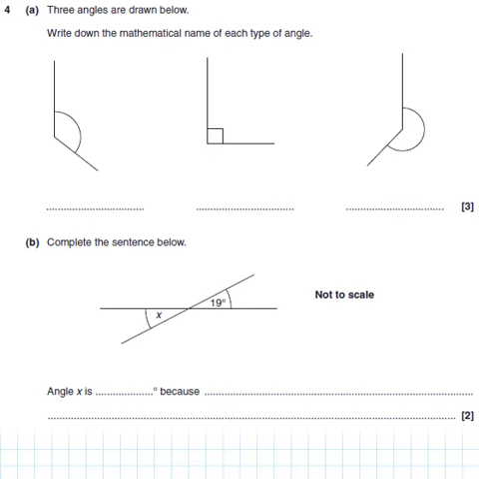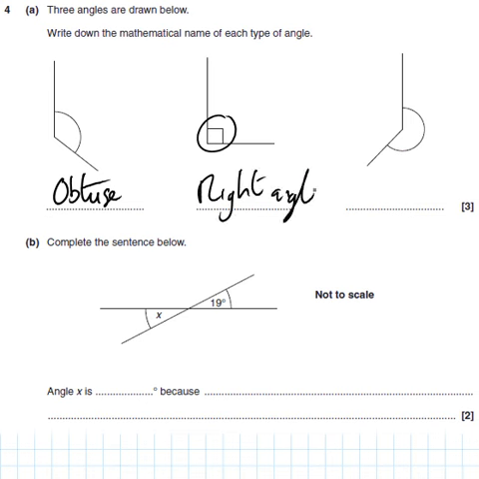Right, so we're looking at angle types here. This one is bigger than 90 and less than 180, so that's obtuse. This one has this, which is called a right angle. And then we've got one here that's bigger than 180 degrees, and that's a reflex angle. The one that's not been tested here is acute, and that's less than 90 degrees.